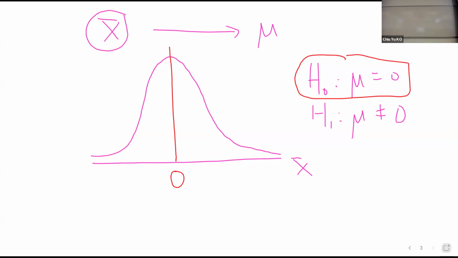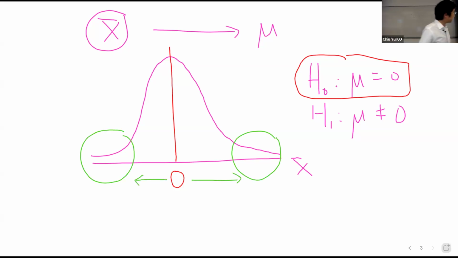That means if your data is here, or far enough away from 0, then this can't be true, if you say your population mean is 0. If your sample mean is actually close to 0, you don't have anything to say. But if your sample mean is very large or very small, then you would say, I don't like this one, I like this one.